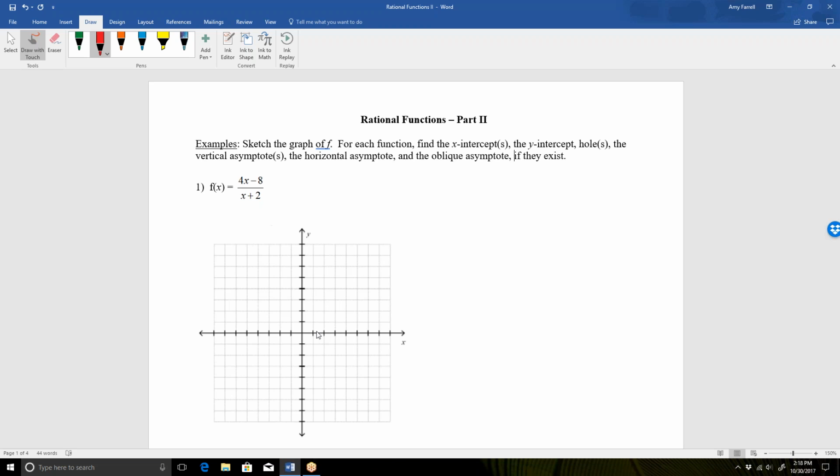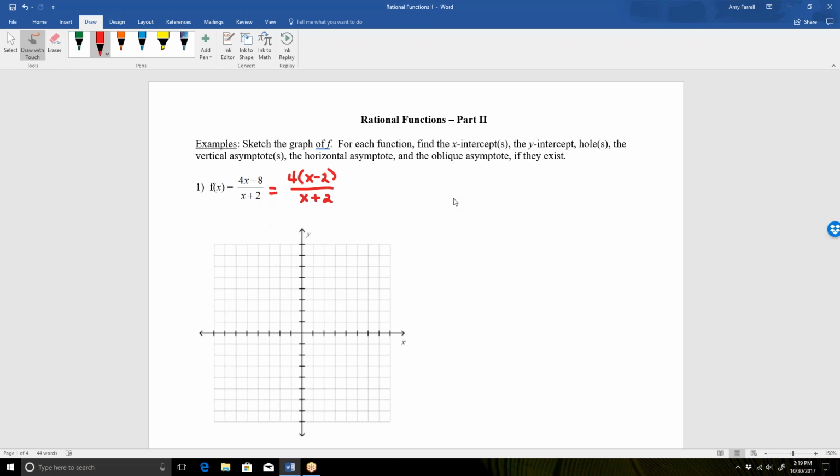Okay, the first thing I'm going to do for this function here is factor. I always want to check to see if the numerator and denominator have any common factors. So I can pull out a GCF of 4 from the terms of the numerator, and I do not have any common factors. I just had to check to make sure.